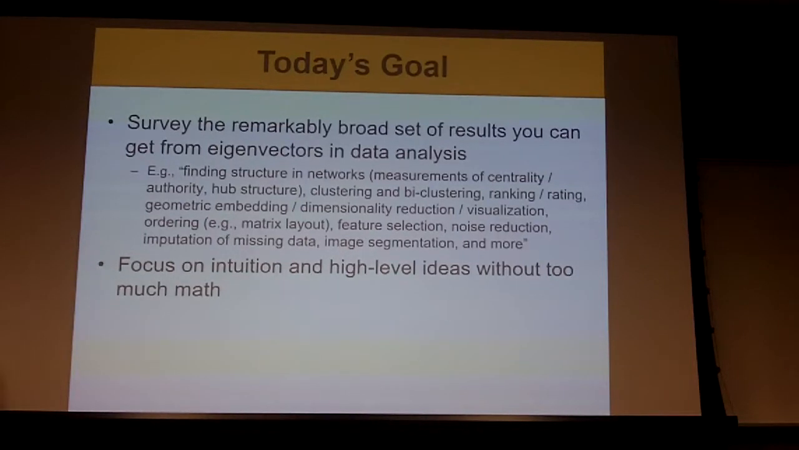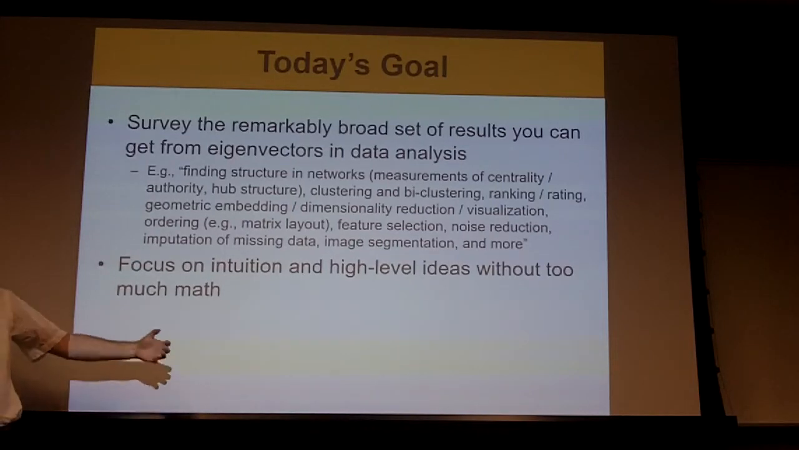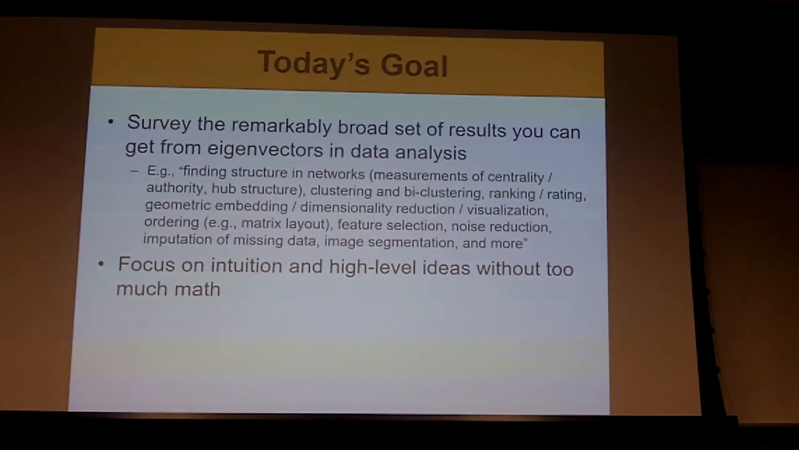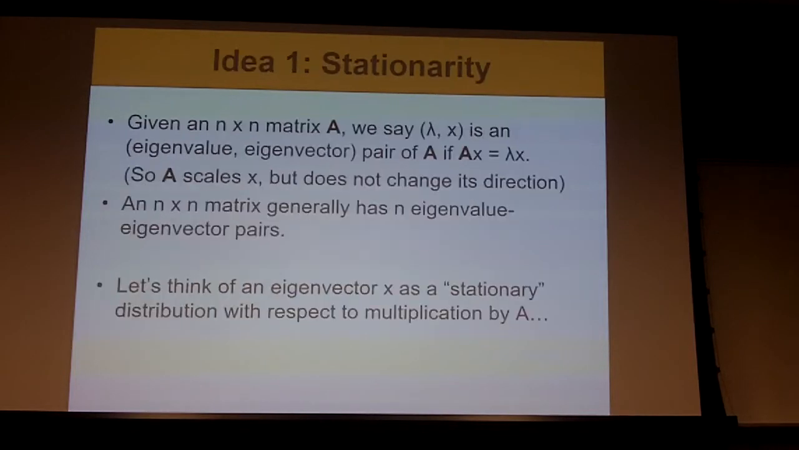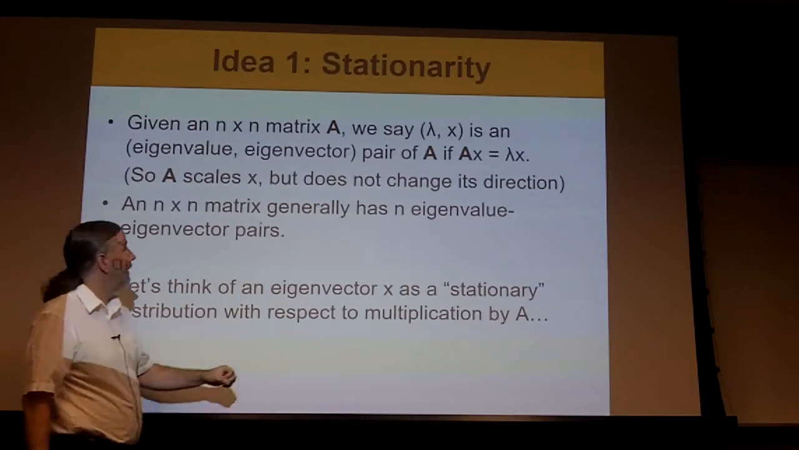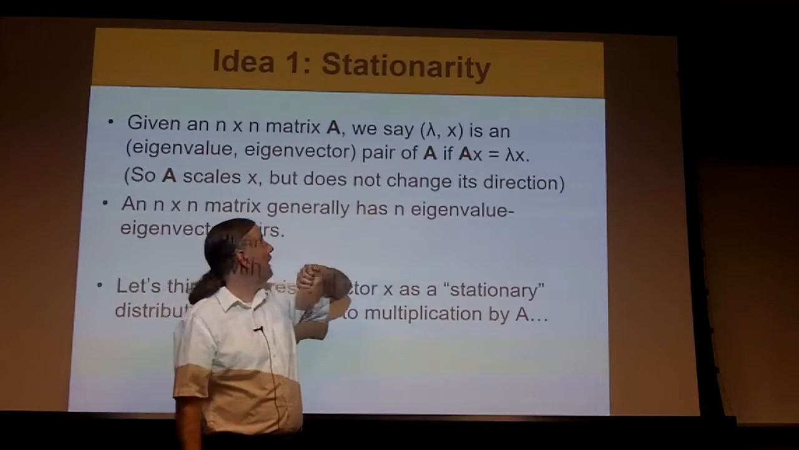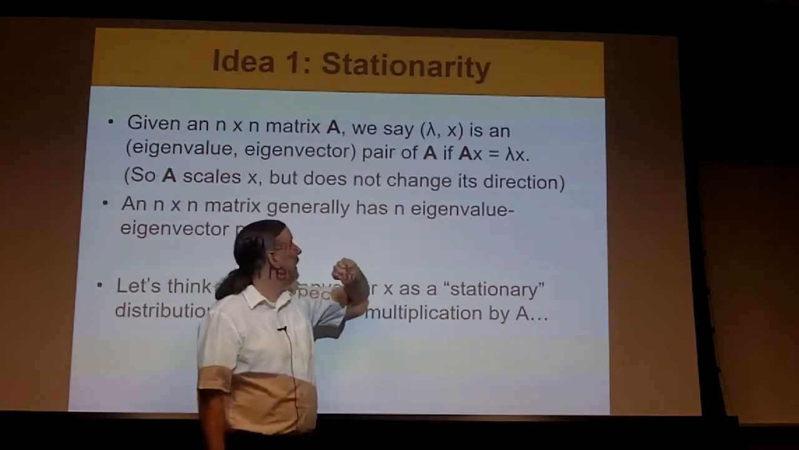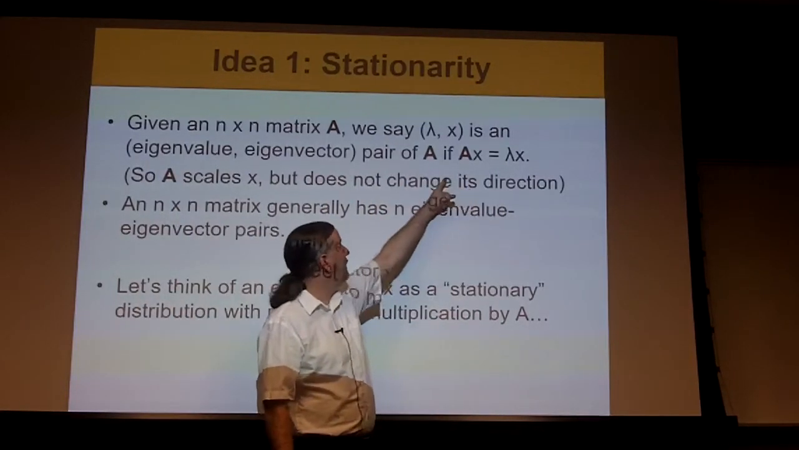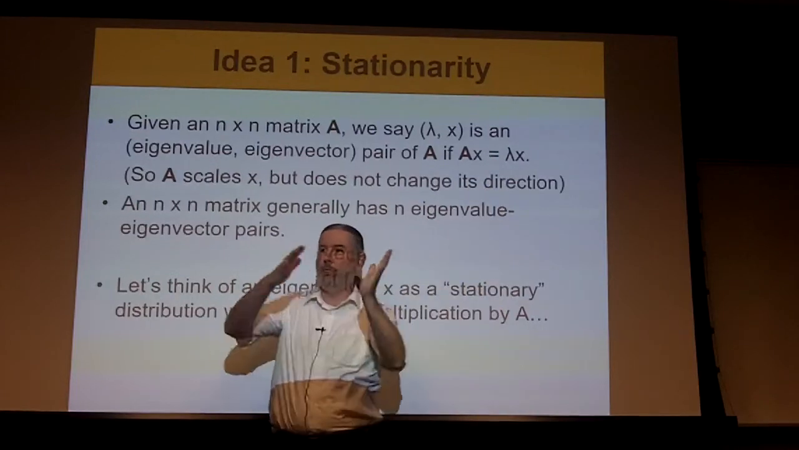So hopefully we'll leave today with an understanding of what tools exist out there. And if you need to use any of them, you can always look up the math later on as appropriate. This is about the level of mathematics we're going to be at. So the definition of an eigenvector is important. We say that you've got a pair lambda and x. That's an eigenvalue, which is a number, and an eigenvector pair of a matrix if multiplying x by the matrix only rescales it. It doesn't change the direction of the vector.